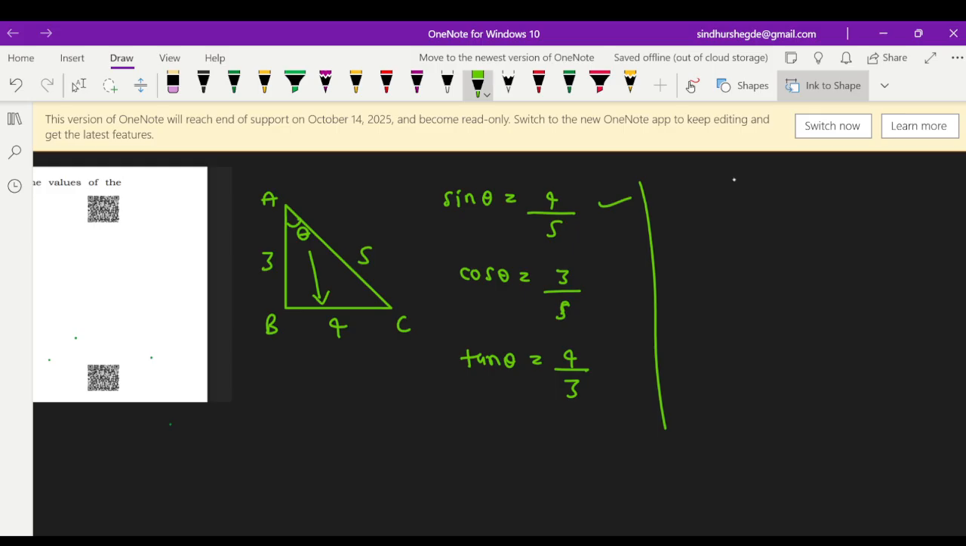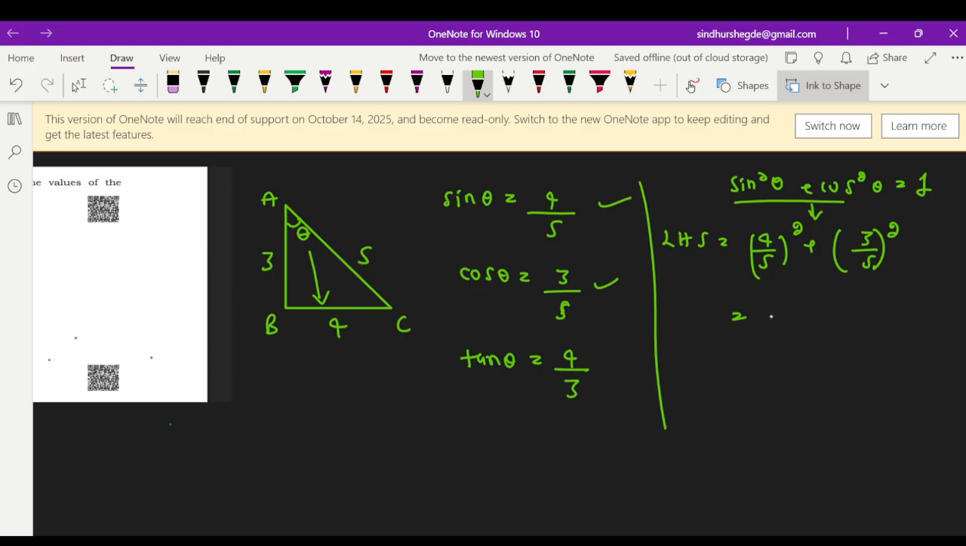That is, prove that sin square theta plus cos square theta is equal to 1. If we consider sin square theta plus cos square theta as LHS, sin theta is 4 by 5, so sin square theta will be 4 by 5 whole square, plus cos theta is 3 by 5, so cos square theta will be 3 by 5 whole square. I'm considering only the LHS. We should get the RHS as 1, and then only we can conclude that our sin theta and cos theta are correct.